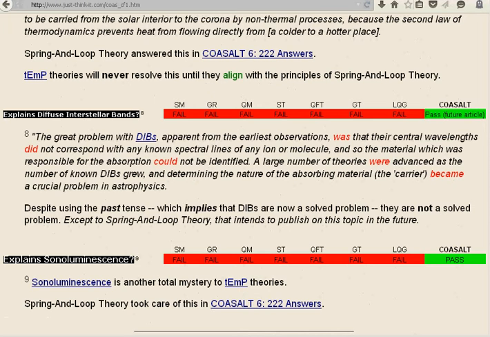Number 9. Does the theory explain sonoluminescence? Sonoluminescence is another total mystery to the existing mainstream physics theories. Spring and loop theory took care of this in COASALT 6, 222 answers.